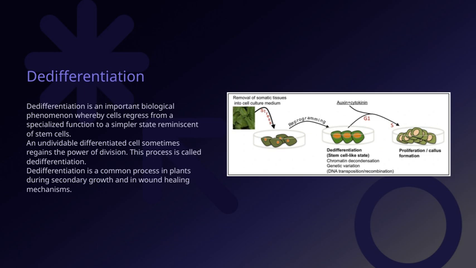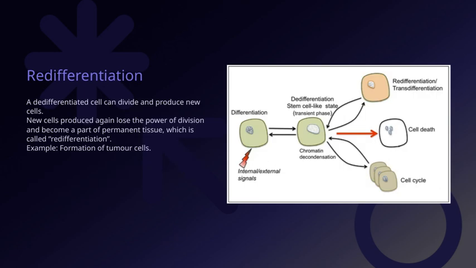It ties into our overall understanding of cellular flexibility and regeneration across different organisms. A dedifferentiated cell has the remarkable ability to divide and produce new cells. These new cells, however, don't stay in a dividing state forever. After dividing, they lose their capacity to divide again and become part of what we call permanent tissue. This process is known as redifferentiation.